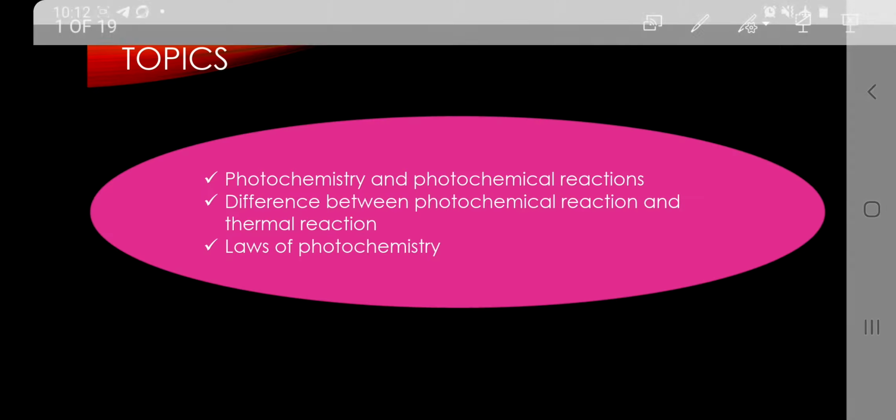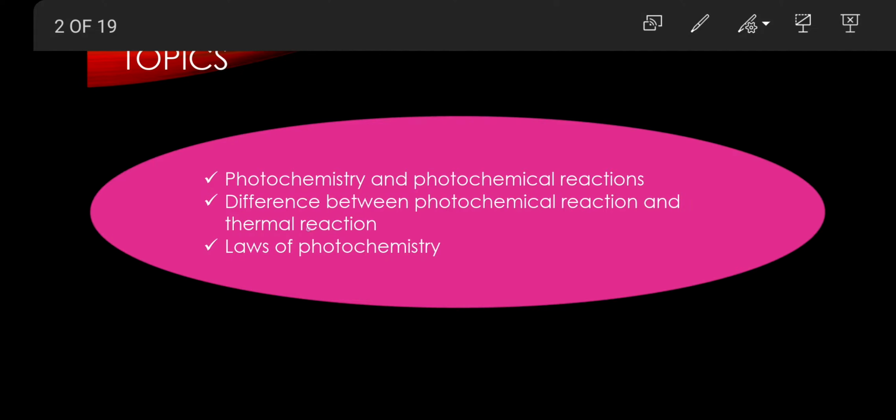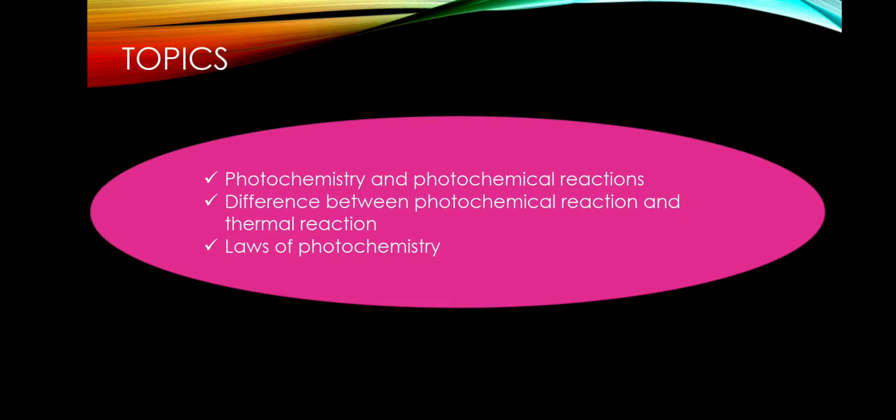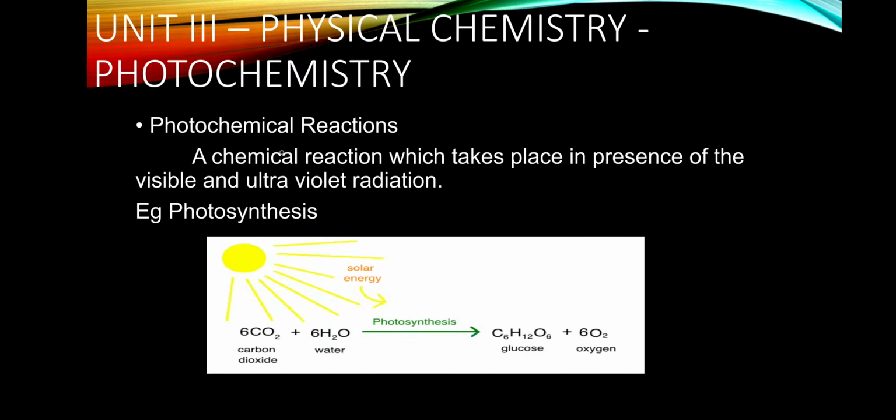Good morning, students. We are seeing unit 3, photochemistry. We have seen what is photochemistry, photochemical reaction, the difference between photochemical reaction and thermal reaction, and the laws of photochemistry. What was a photochemical reaction? A chemical reaction which takes place in presence of visible and ultraviolet radiation.